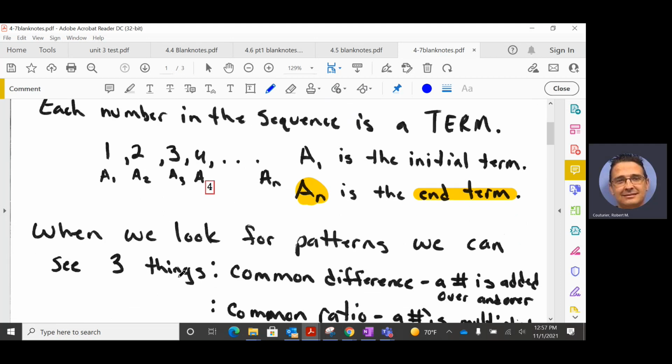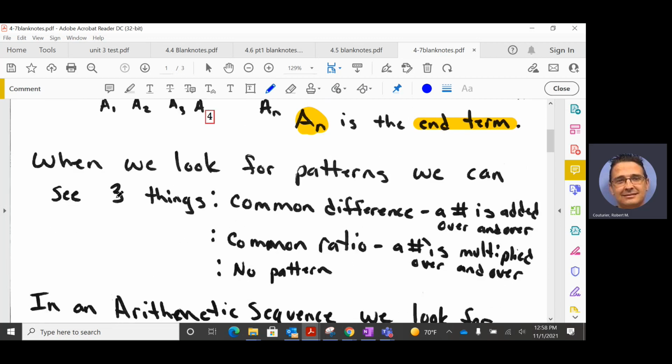So we need to look for the pattern, and we can see 3 common things. We have a common difference, where a number is added over and over and over again. Or maybe there's a common ratio, meaning there's some sort of multiplication going on over and over again. Or there's just absolutely no pattern whatsoever. It's just random numbers that we can't find any coherency in.